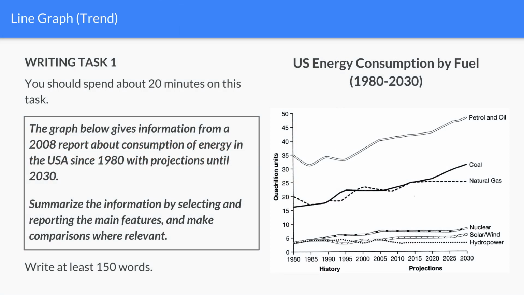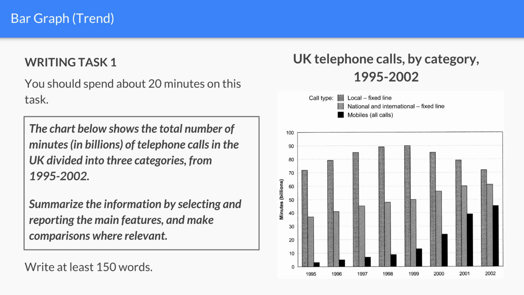So here's an example in which we have a line graph. As you can see, we have data that is plotted over a period of time. In this case, we have data that is plotted from the year 1980 to 2030. Another example is a bar graph. Again, we have data that is plotted over a period of time. In this case, we have data that is plotted over the years 1995 to 2002.